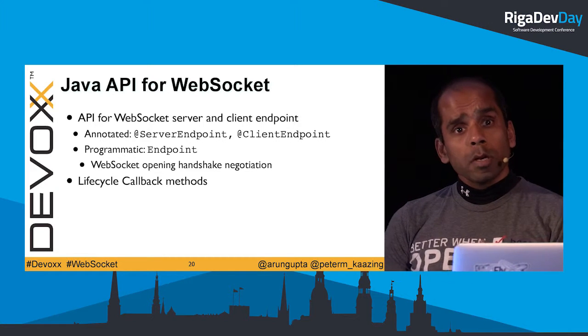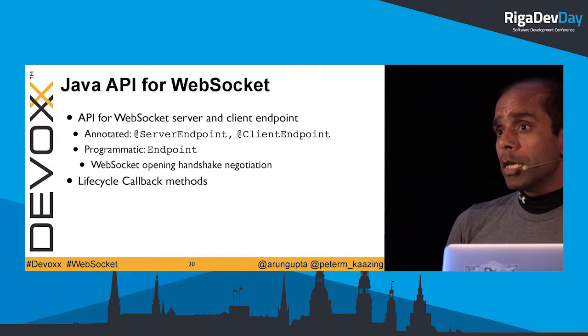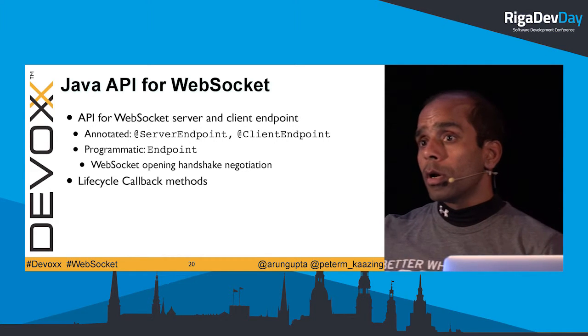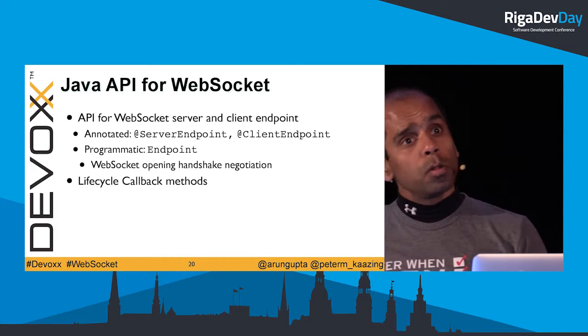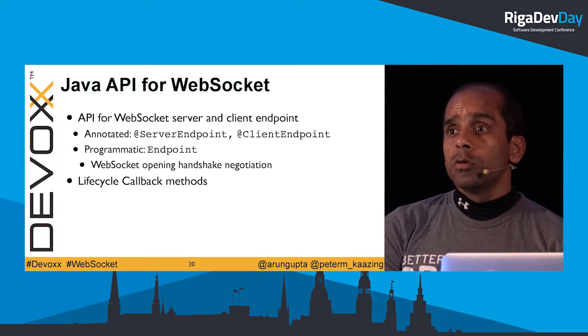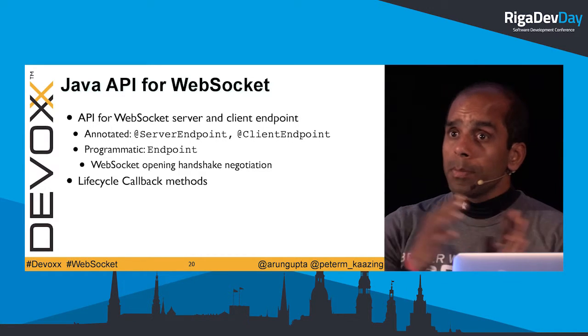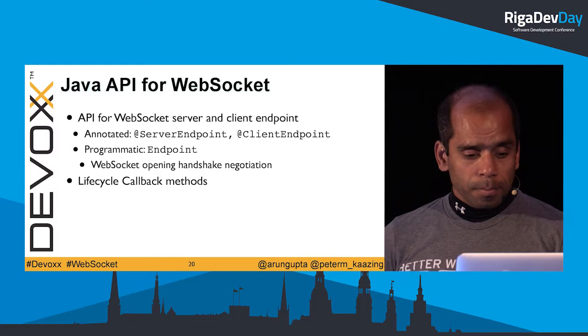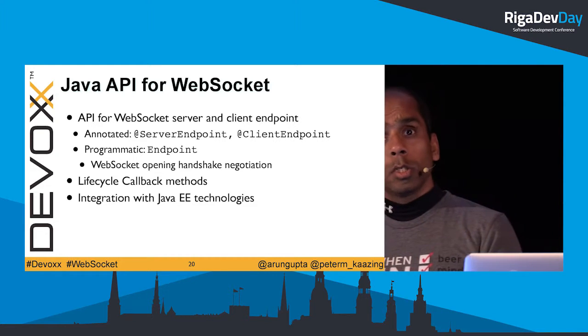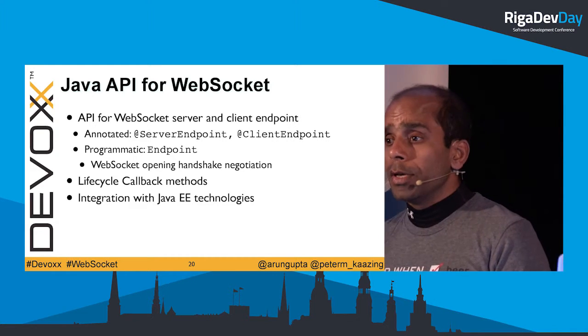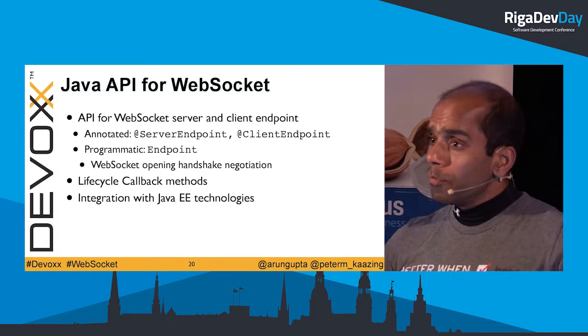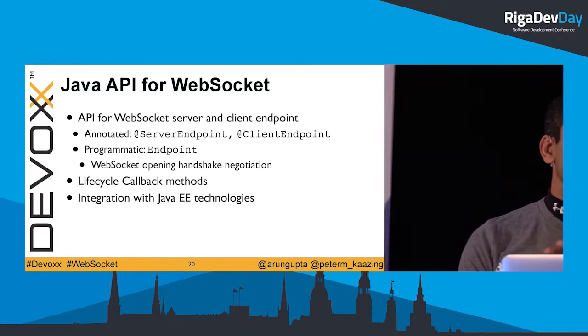The Java API also defines lifecycle callback methods. So just like in JavaScript you have onerror, onopen, onclose, and all those methods, you define similar methods in the Java API as well. And of course, this is defined as part of Java EE 7, so it provides integration with the rest of the Java EE technologies. We're not going to focus on that today, though.